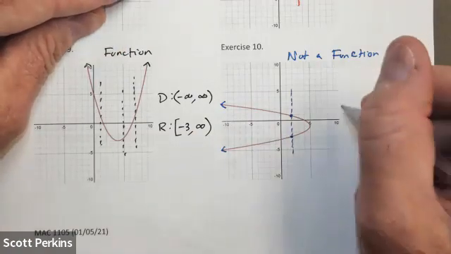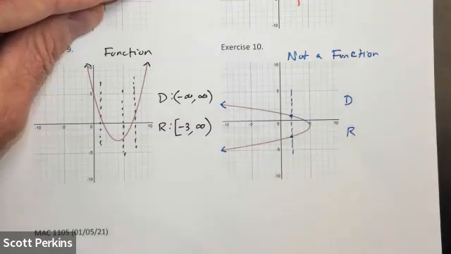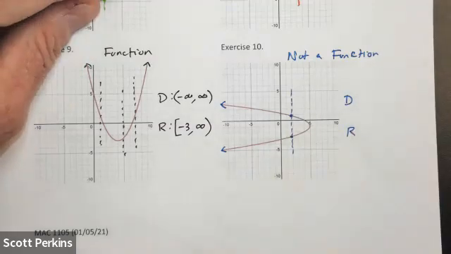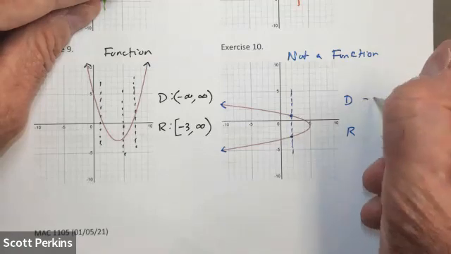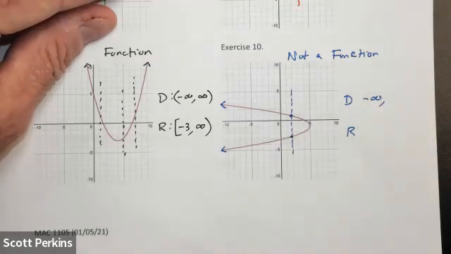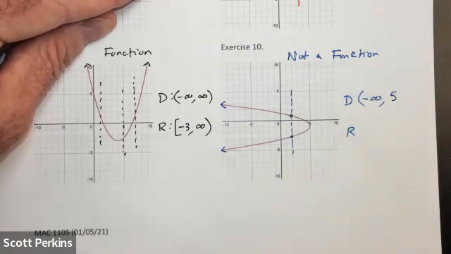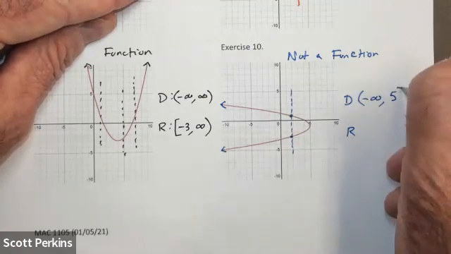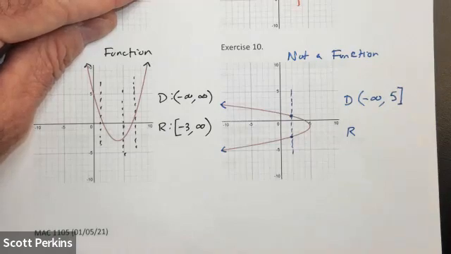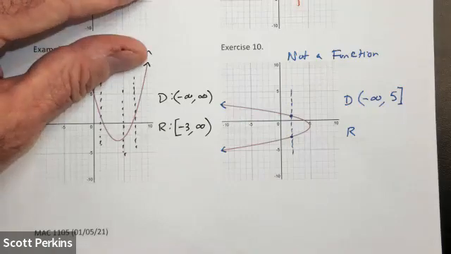And so now my domain, I'm looking left and right. How far left does this graph go? Negative infinity, yes. And how far right does this graph go? 5. And I'm going to put a parenthesis at the infinity because that's what I always do. And then a bracket at 5 because it goes through that value and includes it. And then the range, how far down and how far up does this go?